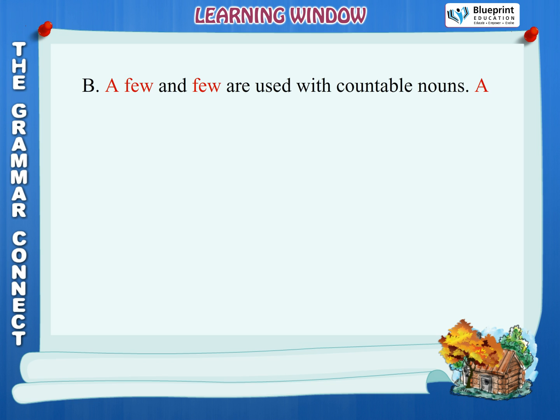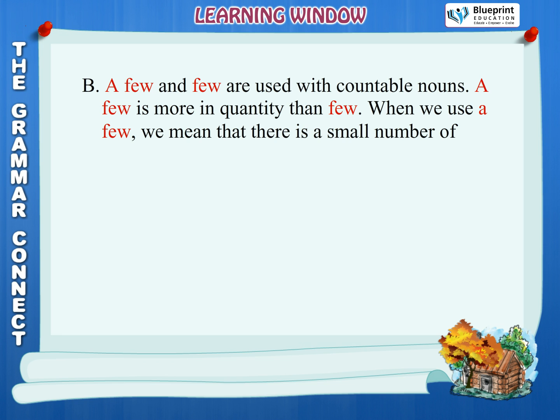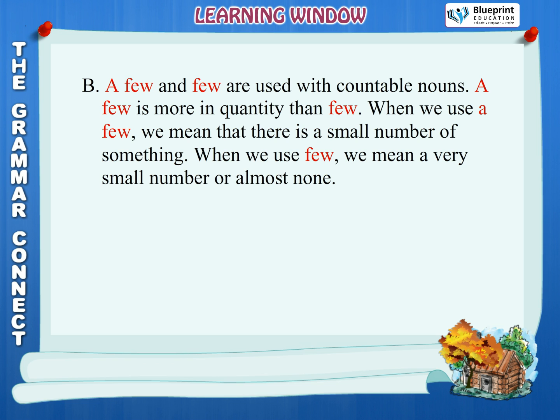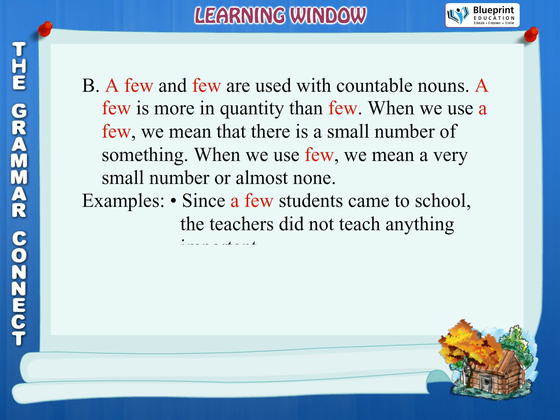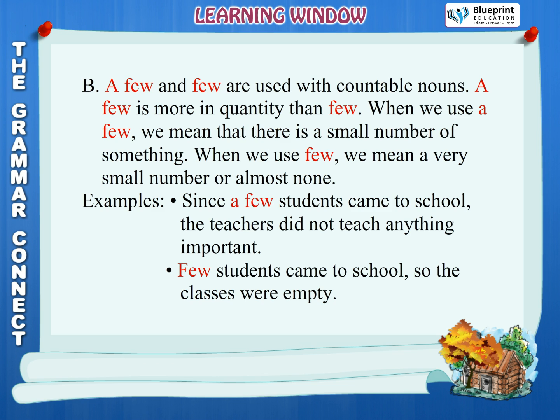B. A few and few are used with countable nouns. A few is more in quantity than few. When we use a few, we mean that there is a small number of something. When we use few, we mean a very small number or almost none. Examples: since a few students came to school, the teachers did not teach anything important. Few students came to school, so the classes were empty.